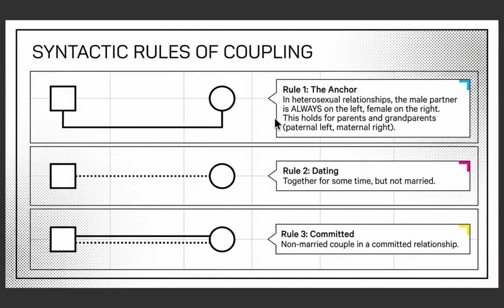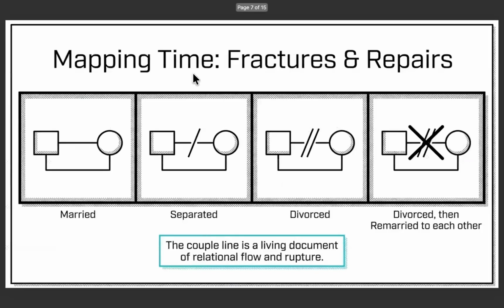Dating. Together for some time but not married. That's this dotted line. Now, if they're a non-married couple in a committed long-term relationship, you have the dotted line, but then you have this one solid line. Mapping time. Fractures and repairs. This is for people that are married, and this is where you would put the children down here.